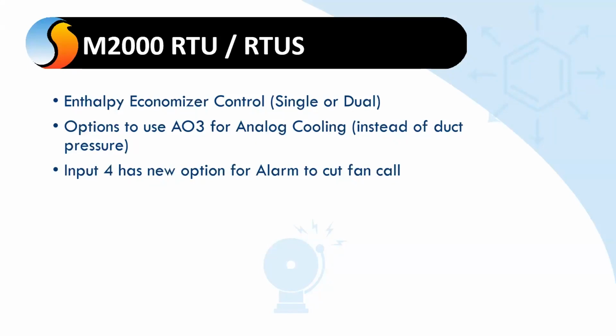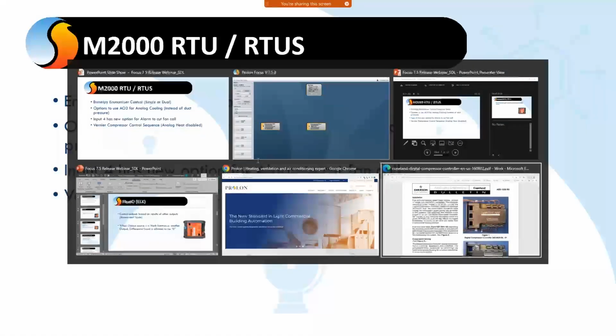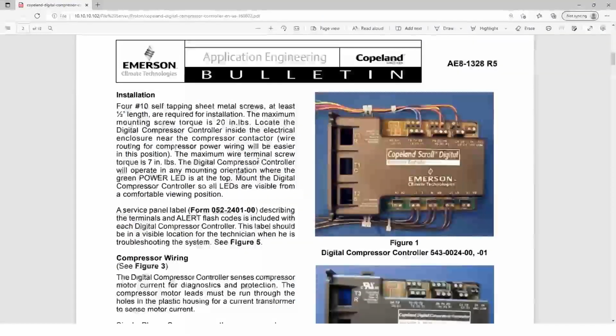Another huge sequence that we have added, Vernier compressor control. You are going to give up analog heat on this, like a modulating heat source. Again, we could handle that through a FlexIO if we did need to add that back in. If you're not familiar, here in the US we don't use the word Vernier too terribly much. Our Canadian friends are going to be more familiar with that. But this is designed specifically around your units that have that Copeland digital scroll, and specifically around this particular unit, the 0024-01 that was designed for air conditioning.